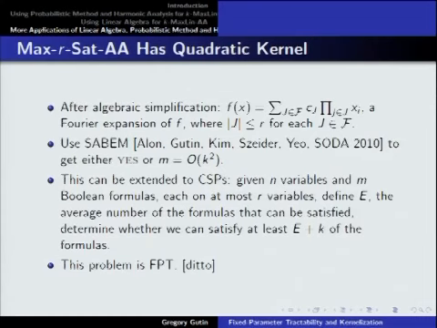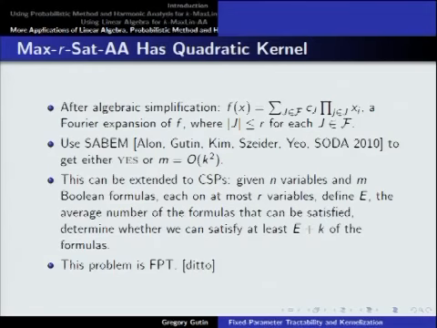Now, of course the same approach can be extended to constraint satisfaction problems, not necessarily Max-SAT. You can consider any constraint satisfaction problem where you are given n variables and m Boolean formulas such that every formula has at most r variables, and then you define the average number of satisfied formulas, and you want to know whether you can satisfy k more, and yes, you can do it, in fixed parameter tractable time.